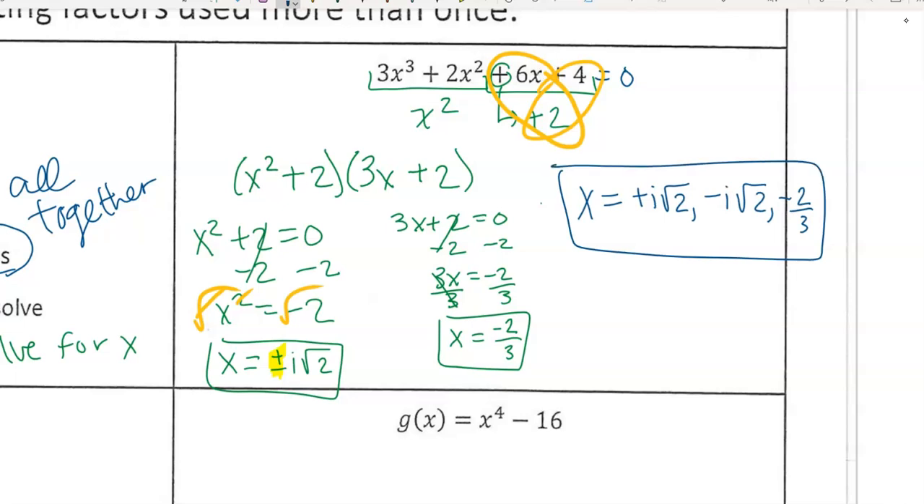Those are our answers. Those are our roots, our solutions, our zeros. So if I were to draw a graph, these points on the x-axis are where we would find our polynomial touches or crosses the x-axis.